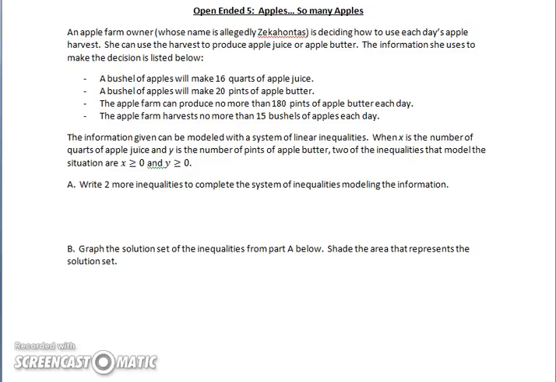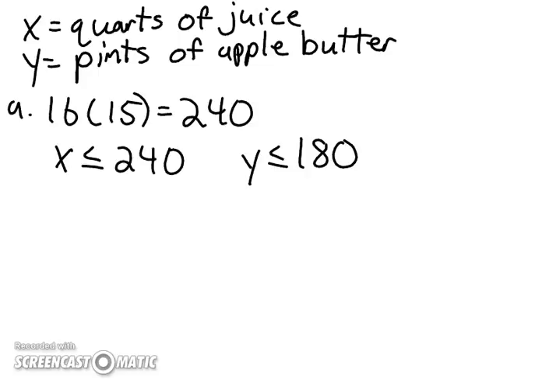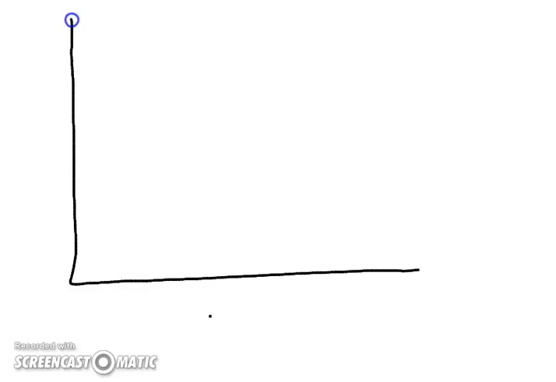Okay, part B says graph the solution set of the inequalities from part A below. Shade the area that represents the solution set. So we have to remember that x equals apple juice and y equals apple butter. So we're actually going to get rid of this here, and we're just going to make an axis. We only need the first quadrant. X is apple juice, and the y is the butter. And we should probably say that this is in pints and this is in quarts.